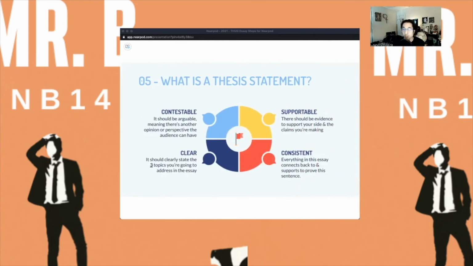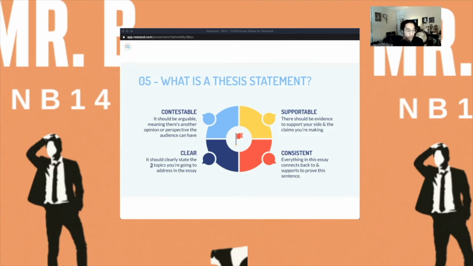So what makes up a thesis statement exactly? A thesis statement is contestable, meaning it should be arguable, that there's another opinion or perspective that the audience can have, but you're showing them yours. It should be supportable. There should be evidence to support your side and the claims that you're making, which is what you're going to be doing in your body paragraphs, right? It should be clear. It should clearly state the 3 topics you're going to address in your essay.